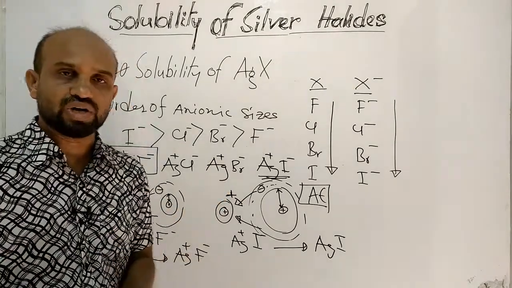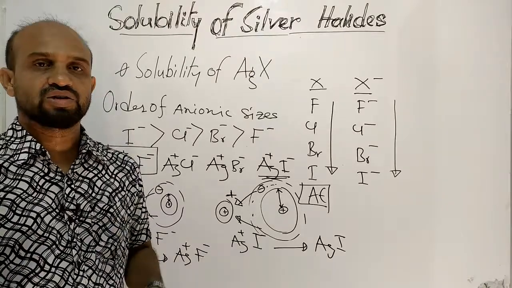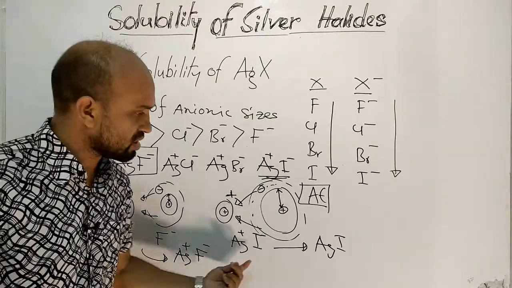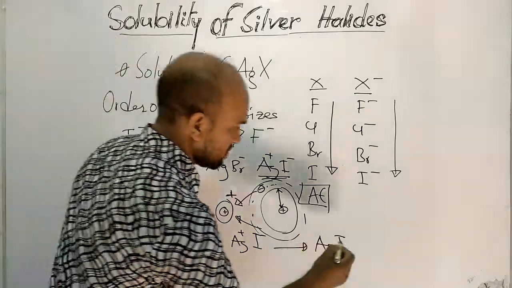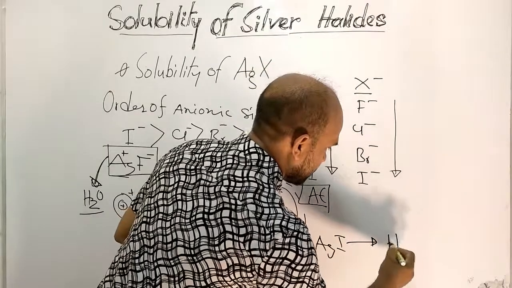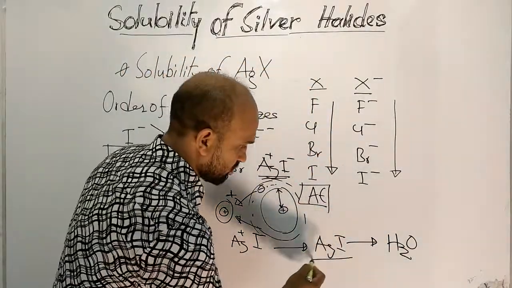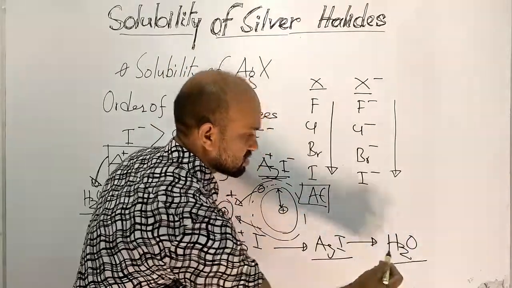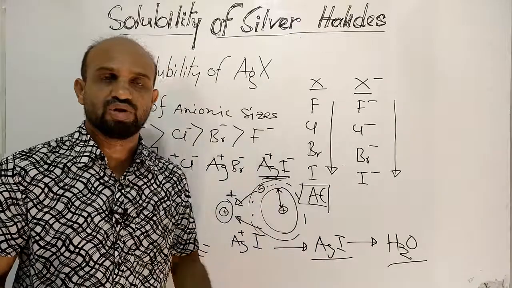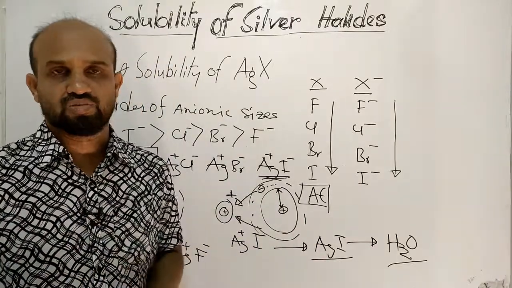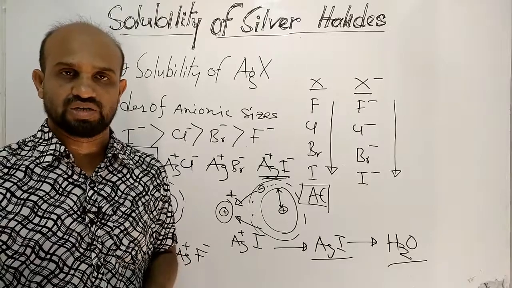But silver iodide through polarization gets covalent character. It turns into covalent compound. That is why it doesn't dissolve in the polar molecule. This is non-polar molecule, this is polar molecule. So non-polar molecule will not dissolve in polar molecule. So this is the solubility of silver halides.